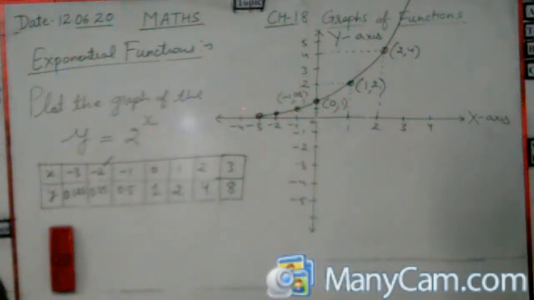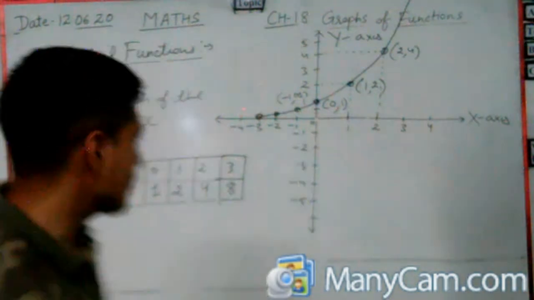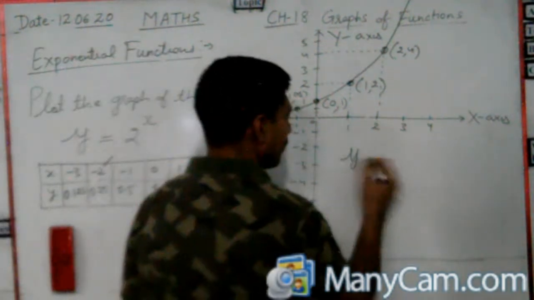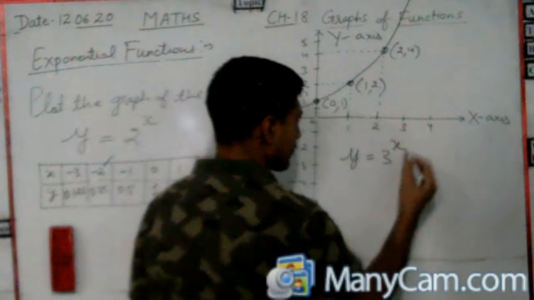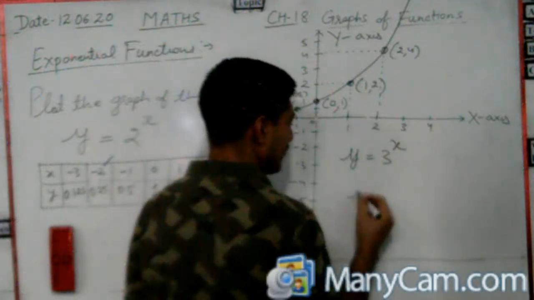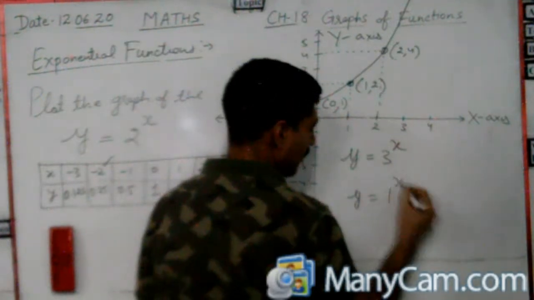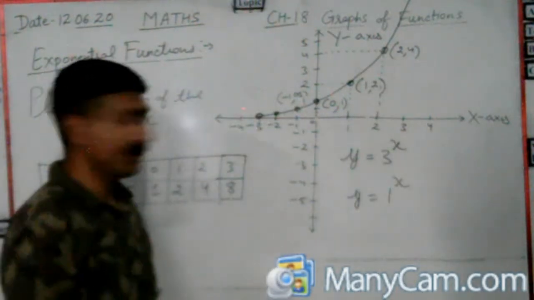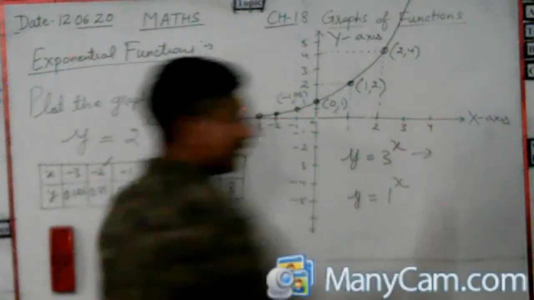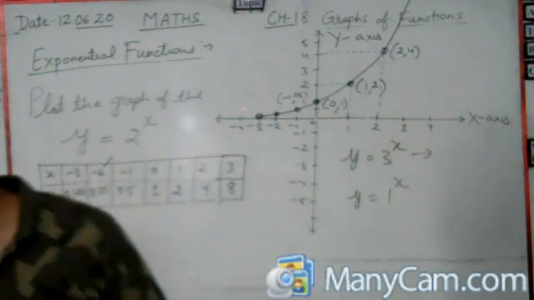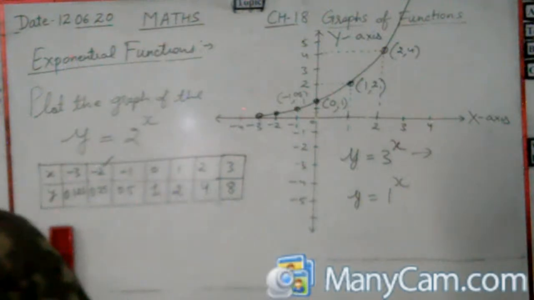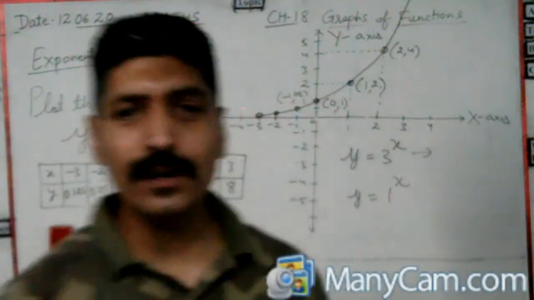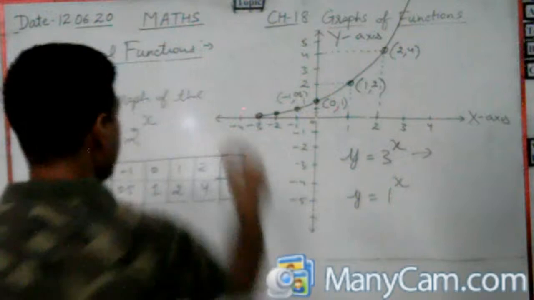So we have here exercise 18.6. We have the graph of 3 raised to power x. Next question is y equals 1 raised to power x. The same way we can plot the table. Range is given. For the first question, the range is minus 3 to 3.